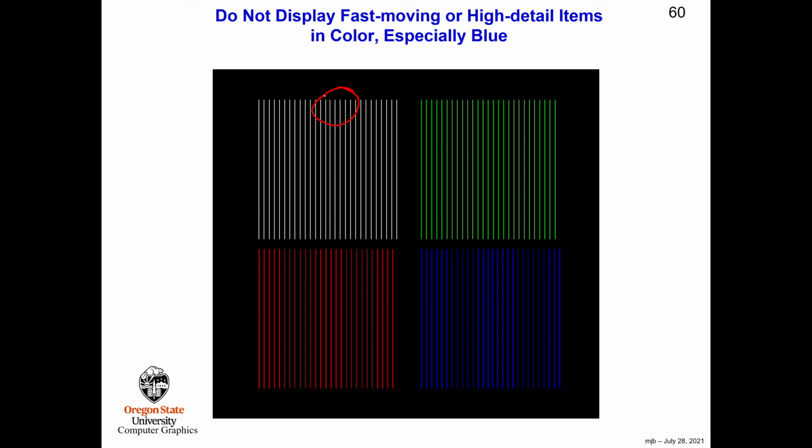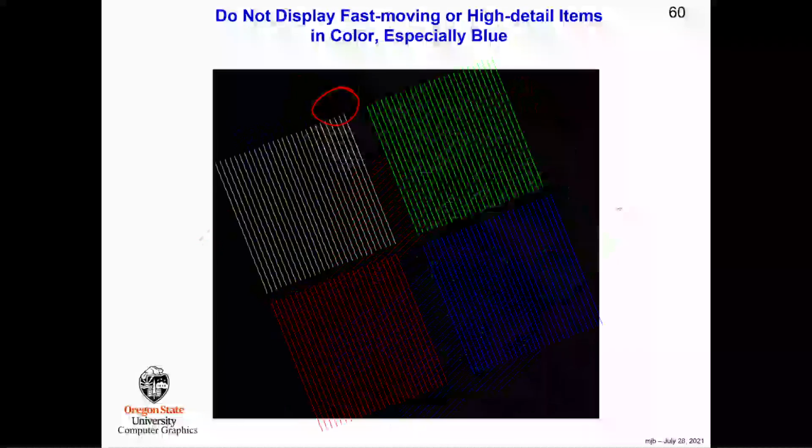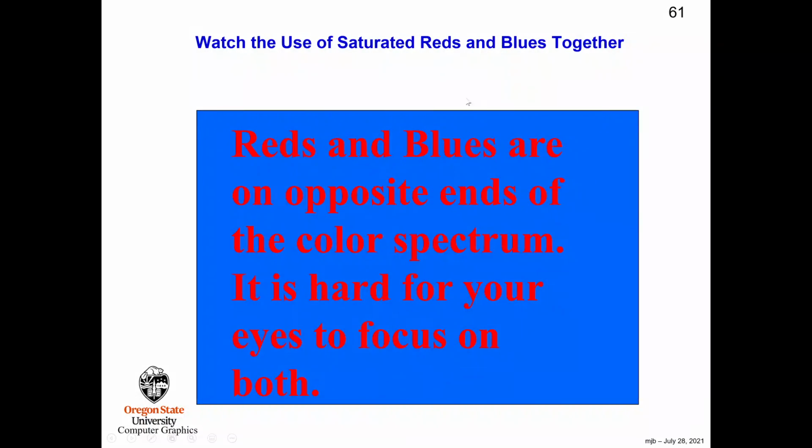I once used a graphics display where the cursor was in blue and I couldn't find it. I would look at the screen and I simply did not see the cursor, even though it was right there. We are just not good at seeing fine detail in blue. Yep, we're bad. Don't use saturated reds and blues together.